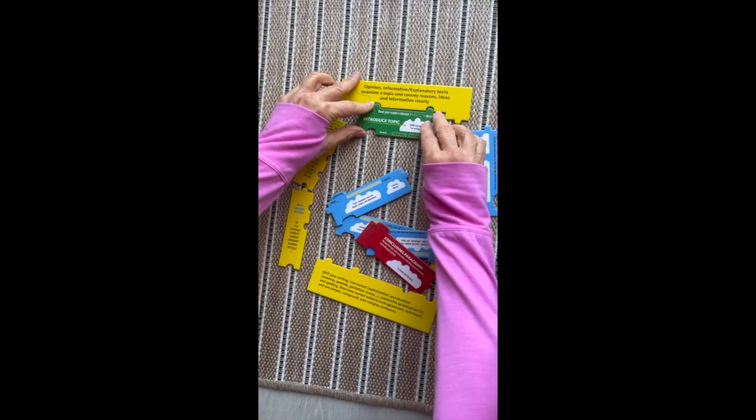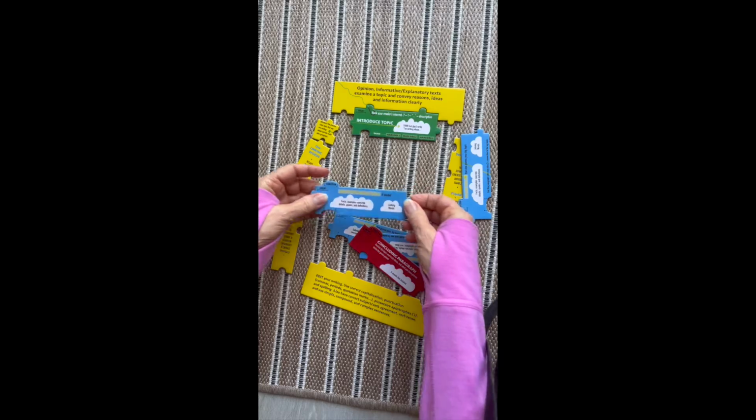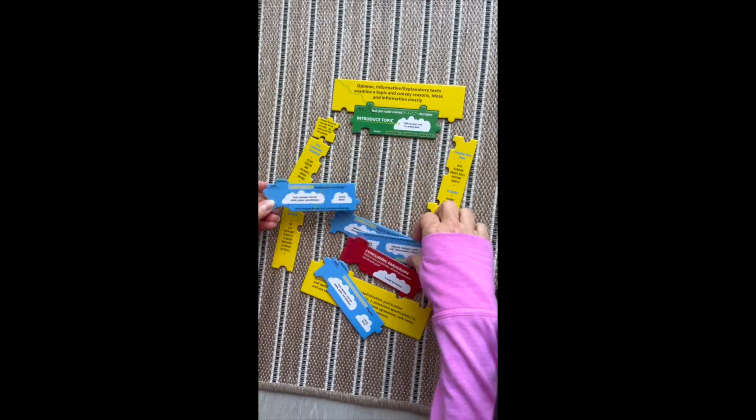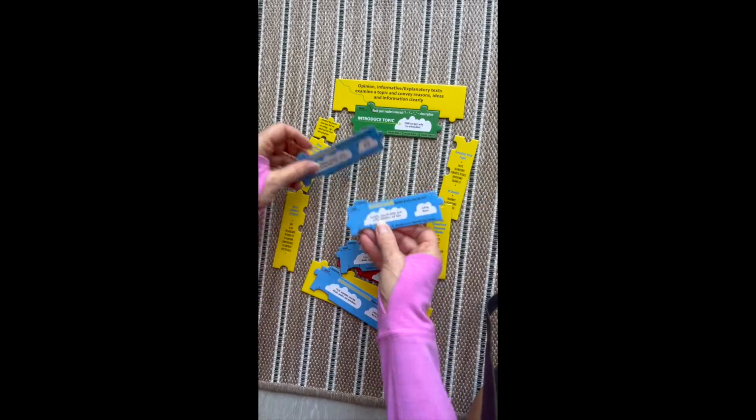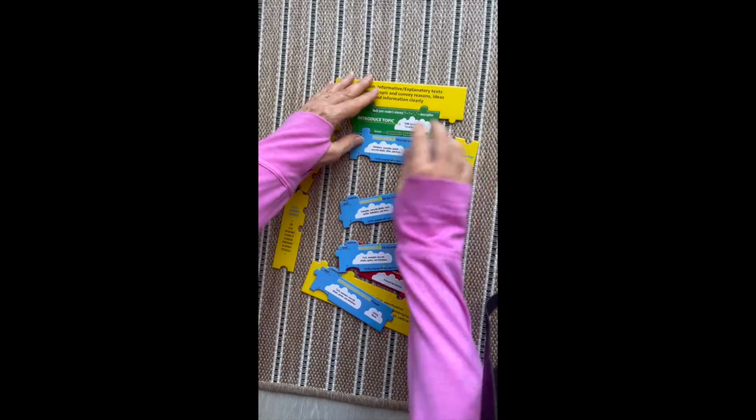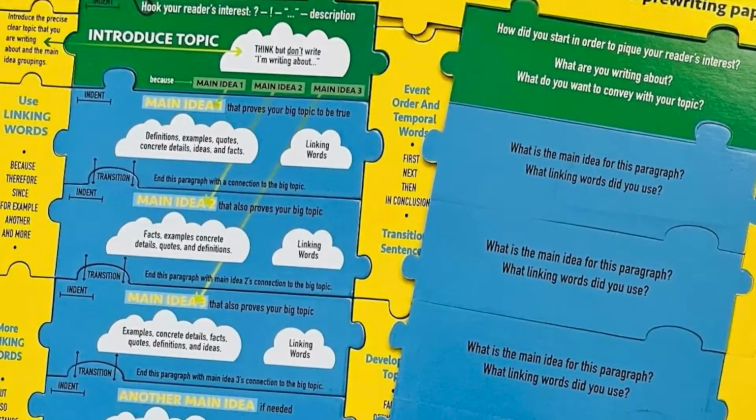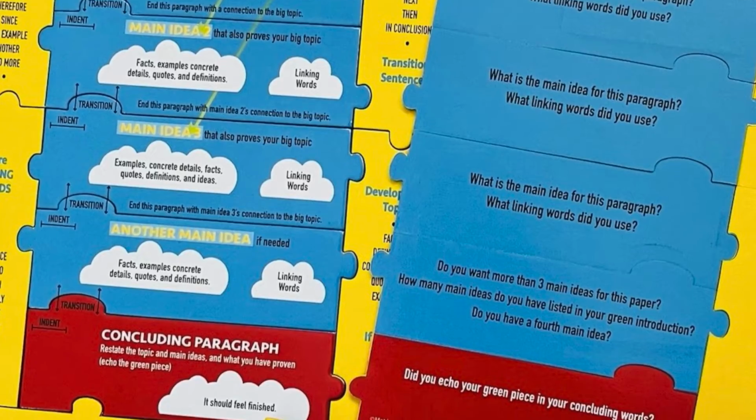It's a puzzle that mirrors the steps of writing, the writing process. And so it gives a support, a crutch. It helps the teacher to help the students visualize where they are. You have the green is your introduction. You have the blue pieces, which are your body paragraphs, and a red one is your conclusion.